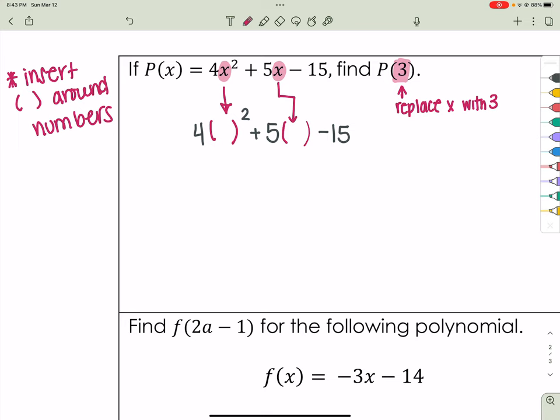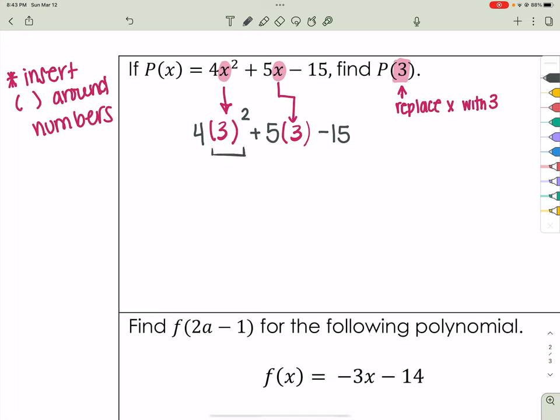And so I had 4x squared. I'm going to replace that with a 3. And then 5x, I'm going to replace with a 3. And so you've got a couple of ways you can do this. You can type it in your calculator. You can do it with order of operations.